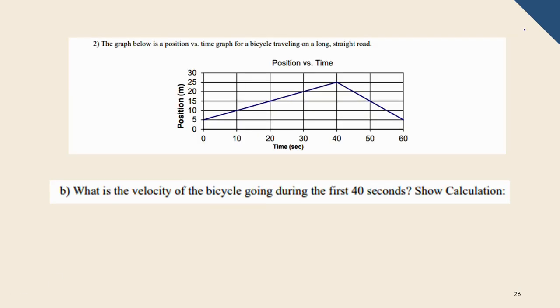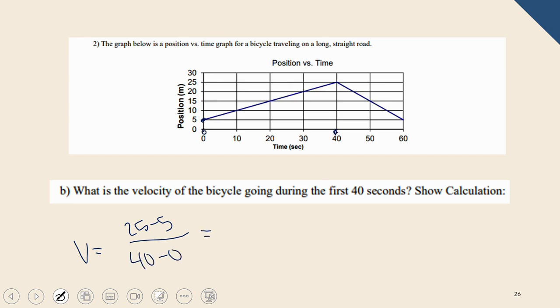Okay, part B. What is the velocity of the bicycle during the first 40 seconds? Show calculation. So remember, our velocity on a position time graph or a displacement time graph is always going to be the slope of the graph. So for the first 40 seconds, our slope or velocity is going to be change in y over change in x. So over here, 25 meters minus 5 meters on our y-axis over 40 seconds minus 0 seconds for our x-axis. And that gives us 0.5 meters per second. So during the first 40 seconds, our bike is moving 0.5 meters per second to the right.